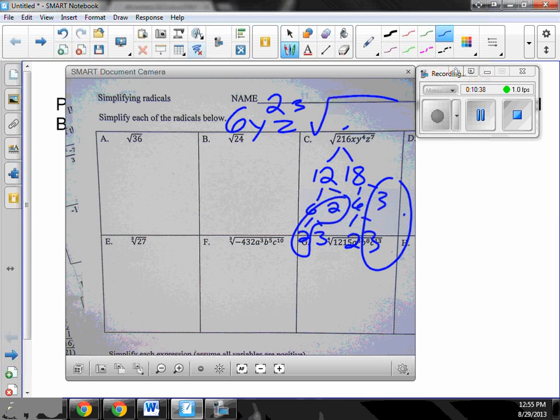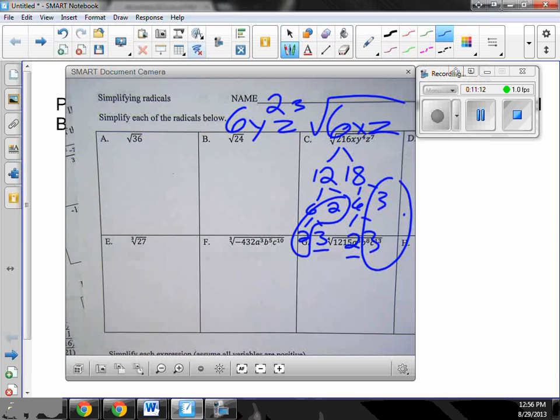Square root of, what number did I have left? I had a 3 and a 2 left over. So 6. Any x's remain? An x, any y's? All of the y's came out. Any z's? I brought 6 of those z's out, 2 or 3 pairs of z's. No, 3 pairs of z's. 6xz. Now, what if it was negative 216?